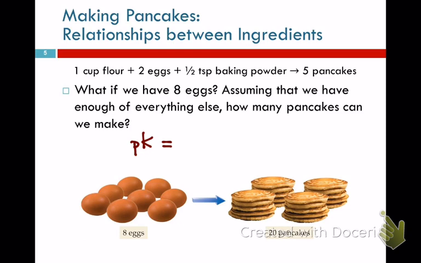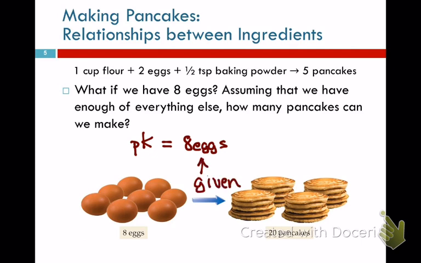Lowercase, uppercase, PK is actually the abbreviation for something else much, much later, but I just couldn't help it. So you want to know how many pancakes you could make. You take what you're given. So you have 8 eggs. So this is my given. I shouldn't probably use a line because it's confusing for people. 8 eggs. That's your given.